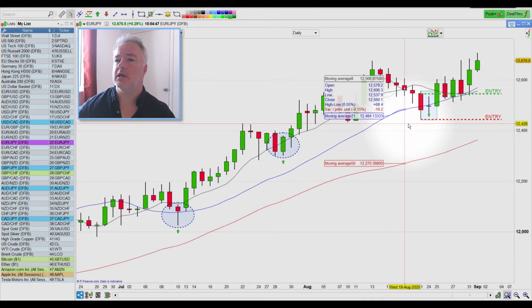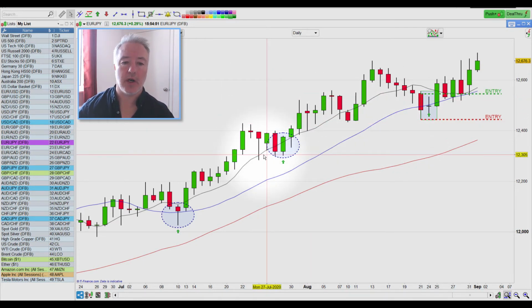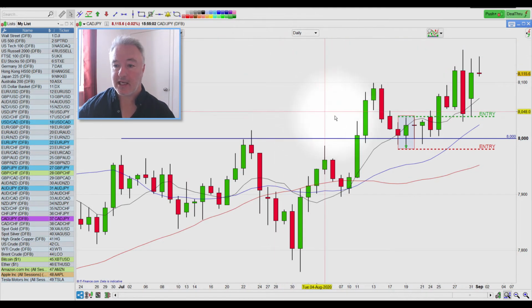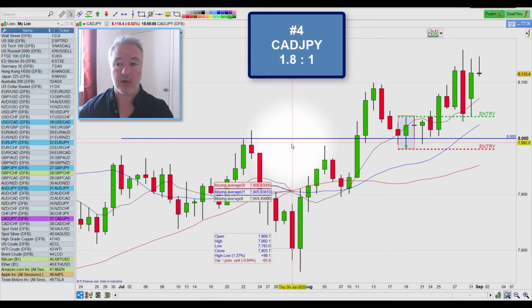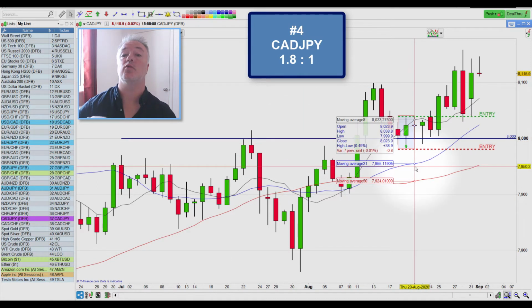So this one is still open, and it's sitting at 1.6 to 1 in terms of reward to risk at the moment. All right, so in fourth place is CAD yen, also a yen pair. So you're going to see some correlations here, but this one was a bit more obvious.